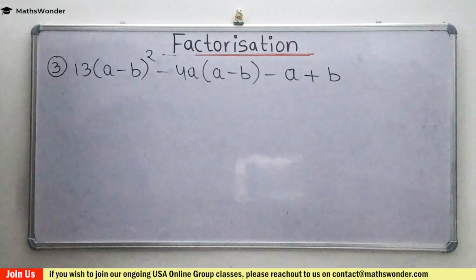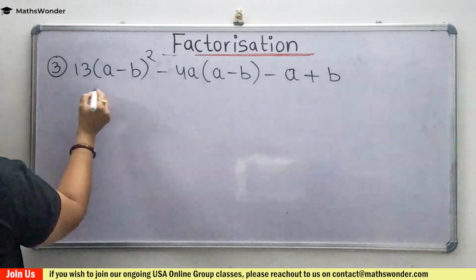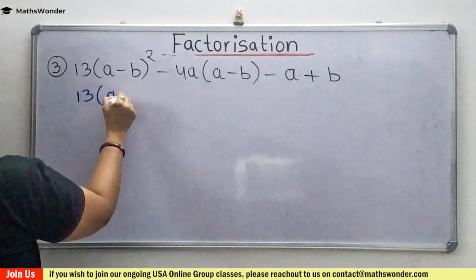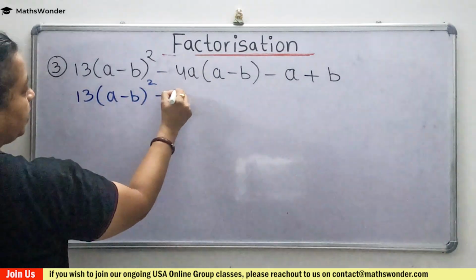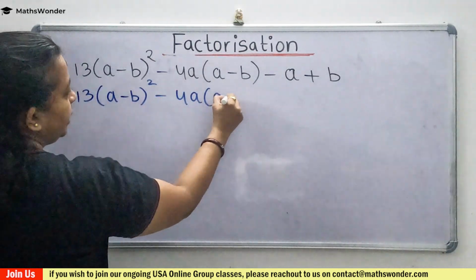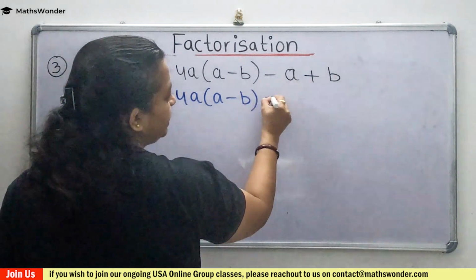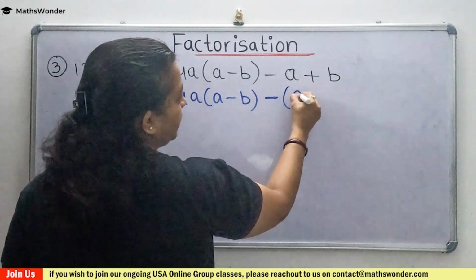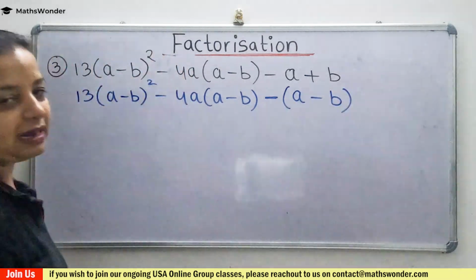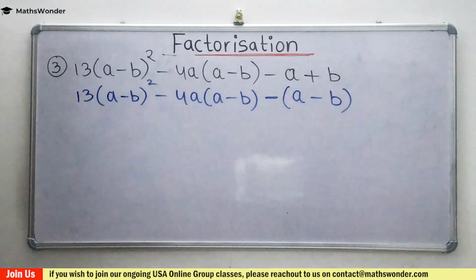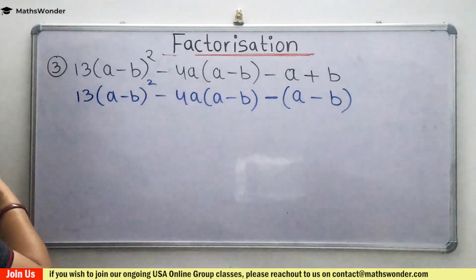So you can write it in this way. You will rewrite the question first. A minus b whole square minus 4 times a minus b, and if you write the negative sign outside, it will become a minus b, right? When you use the parenthesis, the sign will change. Now you can see, we can easily find the greatest common binomial, right? Easily you can see it in the question.